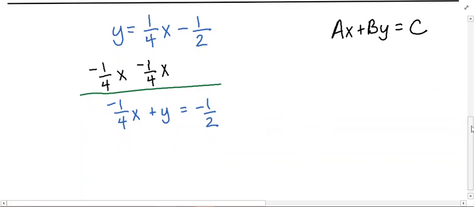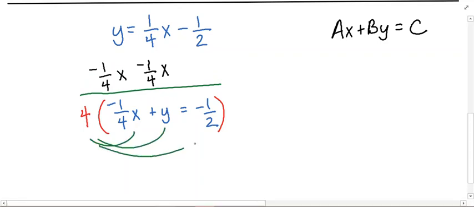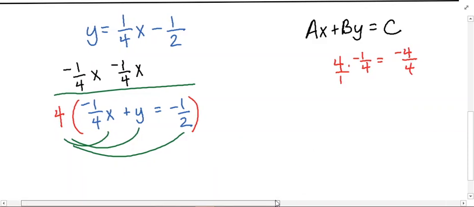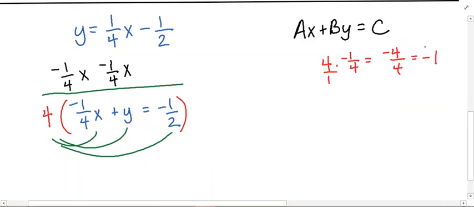So the question is, do you multiply by the 4 or the 2? Well, you're going to multiply by the bigger denominator. So we're going to take this whole thing and multiply by 4. You're going to have to distribute the 4 to each of these pieces. So if we do this out to the side, 4 times negative 1/4. Put the 4 over 1. To multiply fractions, you go across the top and across the bottom. So this is going to give us negative 4 over 4, which is negative 1.